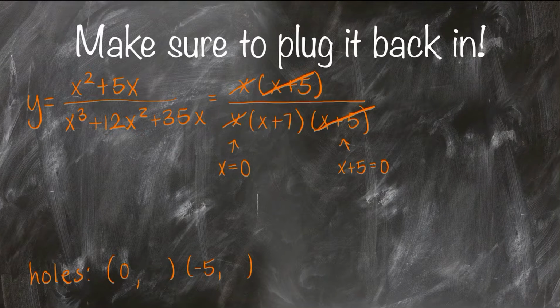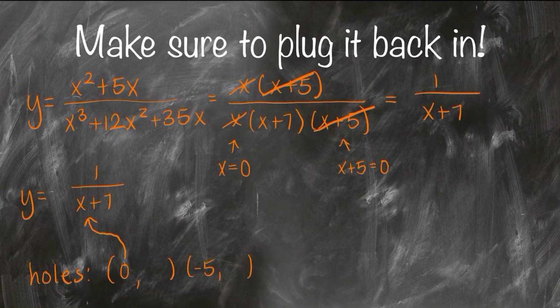Let's go ahead and write out our simplified function. What are we left with on the top? What could I put there? What can I always multiply by and not change anything? Well, it's a 1. We're just left with 1 over x plus 7. So we've got y equals 1 over x plus 7, and we need to plug 0 in to find the y value of that hole, 1/7. And we need to plug -5 in to find the y value of that hole, which would be 1/2.